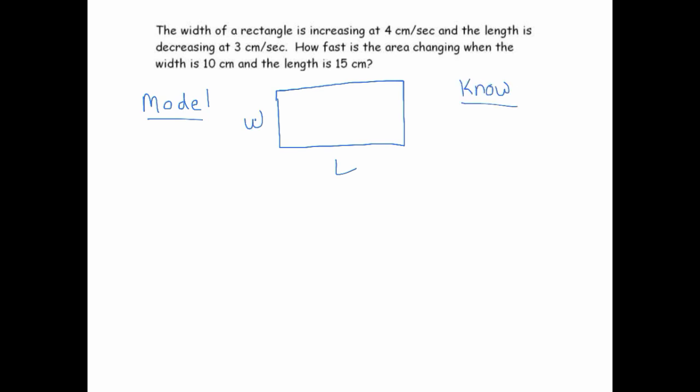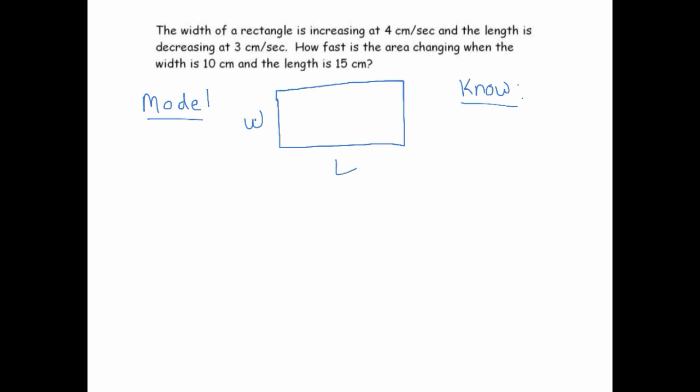So, as usual, we're going to start by modeling this. We've got our rectangle here. A rectangle has 2 dimensions, so I'll call this x and this y. Actually, maybe we'll use L and W since it stands for length and width. So we'll call this the length and that the width. And what do we know about this rectangle in terms of how it's changing?